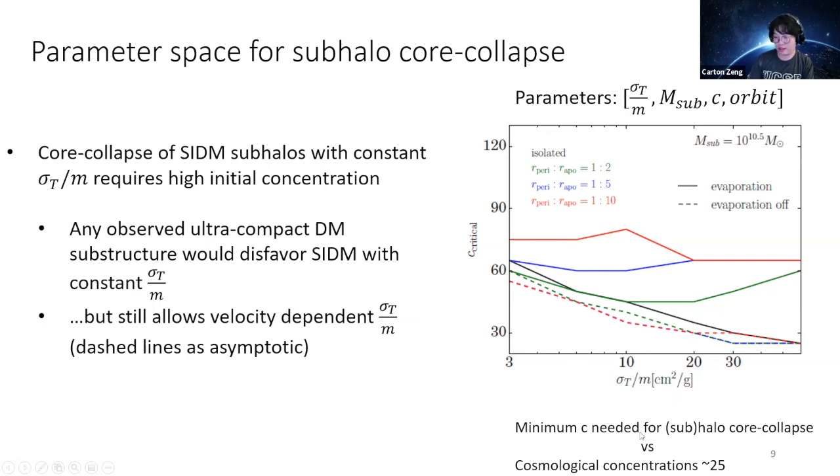But we know that cosmologically, you don't have such crazily high concentrations. Cosmologically, for halos of this mass, the typical concentration is about 20 to 25. So this basically tells us that in SIDM with constant cross section, you wouldn't expect core collapse to happen. And any observed ultra-compact dark matter substructure would instead favor additional degrees of freedom of SIDM.